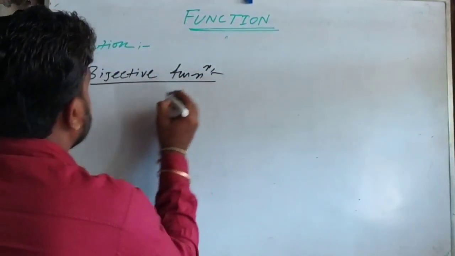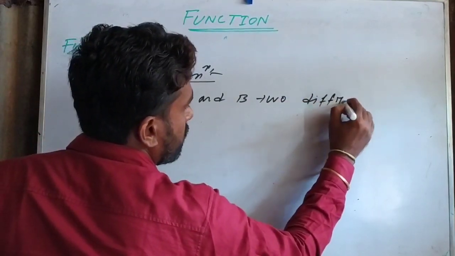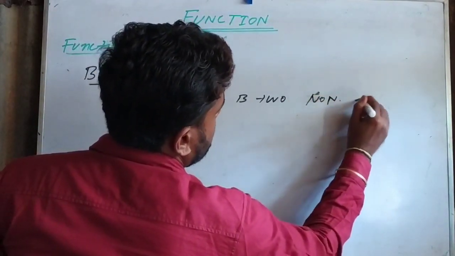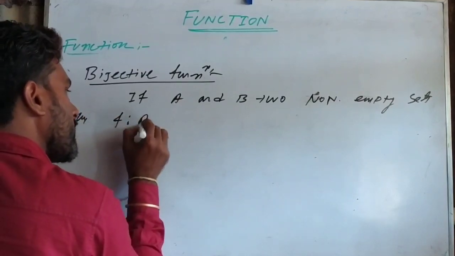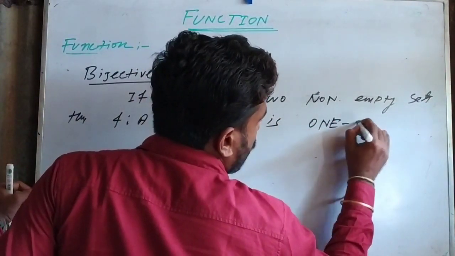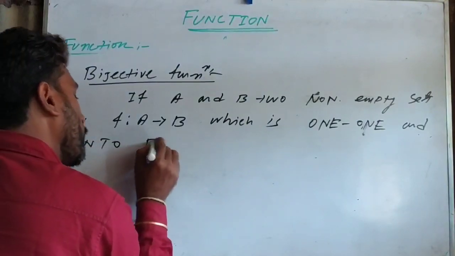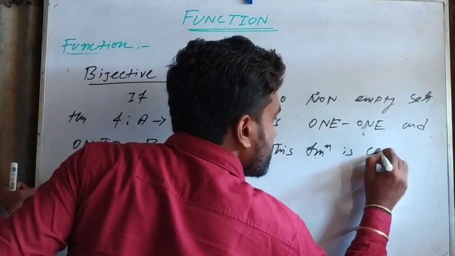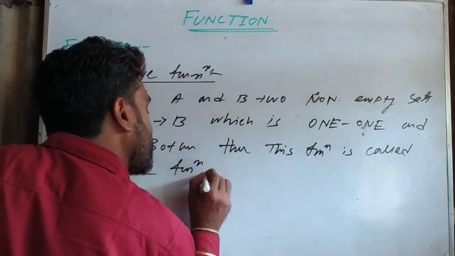Okay. So here, if A and B are two sets, maybe different, maybe same also, two non-empty sets, then F such that A to B, which is 1-1 and onto, both, then this function is called bijective function.